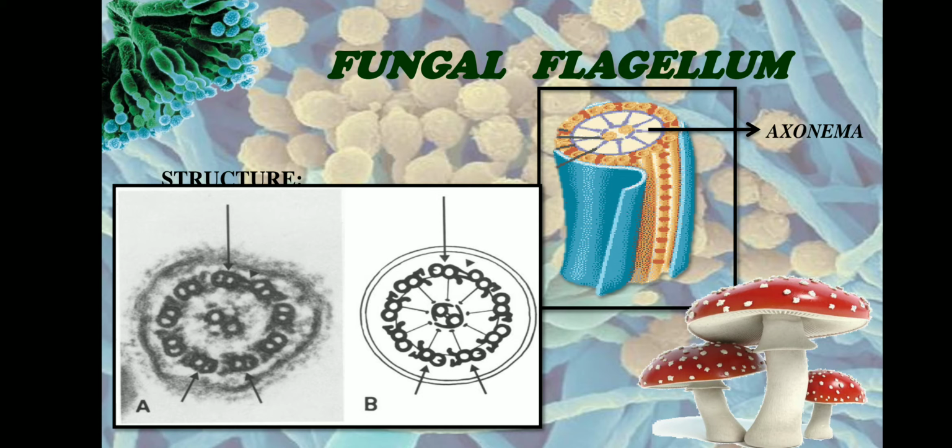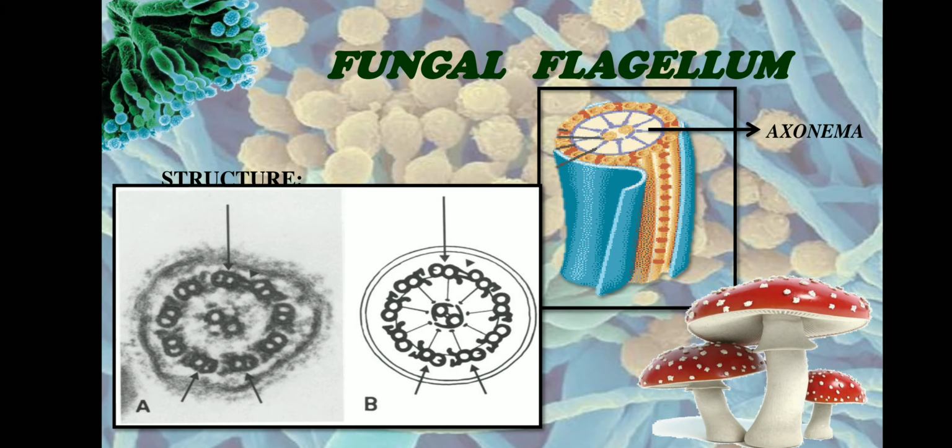The fungal flagellum is made up of an axoneme. The core of the flagellum is called the axoneme. Now this axoneme is made up of microtubules. Microtubules are cytoskeleton elements. Okay, so the axoneme is made up of microtubules.